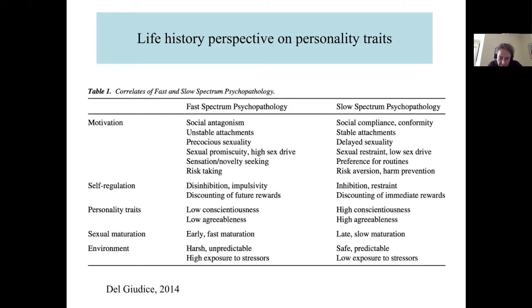For example, social antagonism, unstable attachments, precocious sexuality, promiscuity, and so forth are more likely to be linked to a fast strategy, as well as executive functioning problems like disinhibition, impulsivity. Personality traits like low conscientiousness and low agreeableness are more likely to be associated with a fast strategy, as well as, as I said before, early and faster somatic maturation occurring in harsh and unpredictable environments.